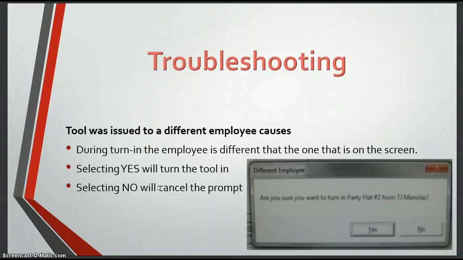You'll get the tool was issued to a different employee prompt when there's a single tool for a single barcode. You'll get this prompt when you scan a tool that is out and you're scanning it back in, and another employee is on the screen. It'll say, do you want to turn this one, say party hat number 2? Are you sure you want to turn that in from TJ Manolas? You'd either click yes or no, whether or not you want to turn it back in. Sometimes you don't want to turn it back in, and you want to leave it checked out.